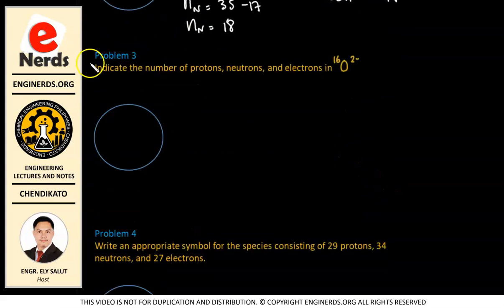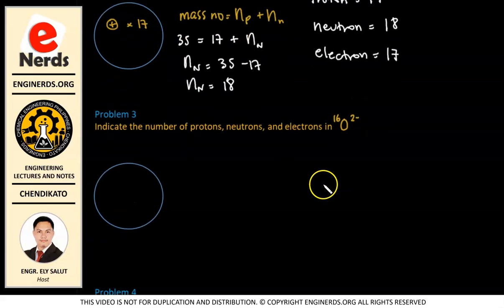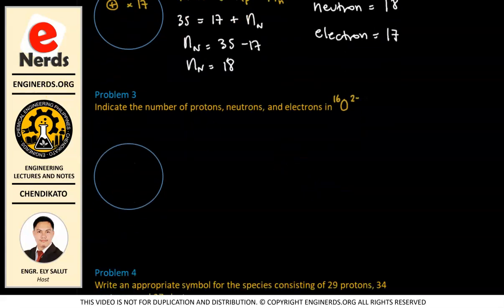In problem number 3, let us indicate the number of protons, neutrons, and electrons for this one. We have oxygen here, so it's the same procedure that we did here. We need to find the protons, electrons, and neutrons, right? So I'll write that here. We need the proton, electron, and neutron.